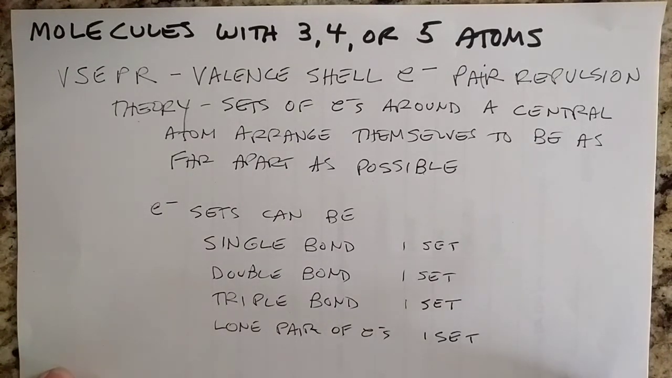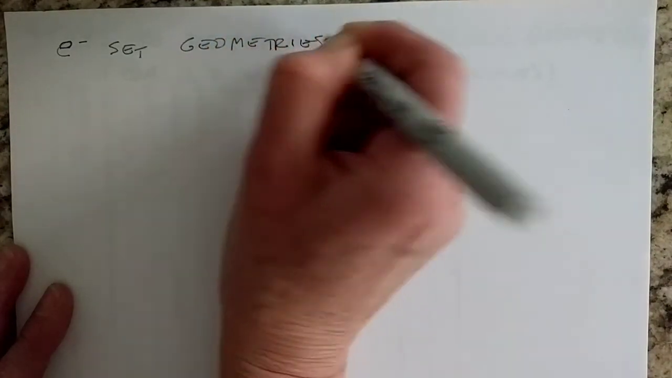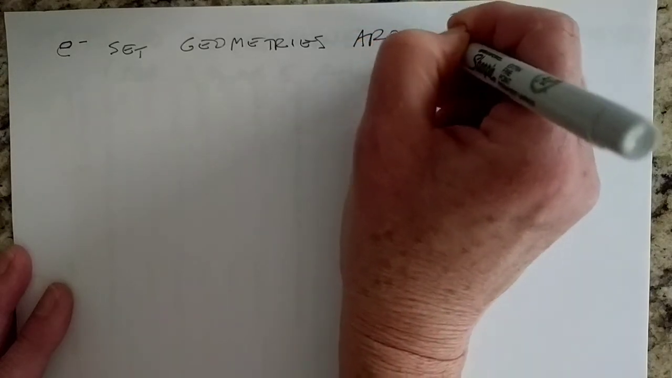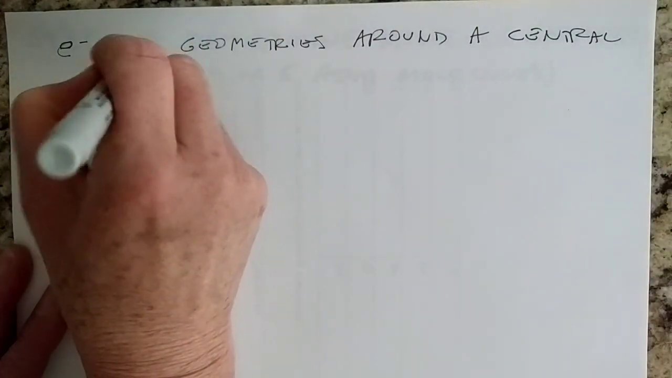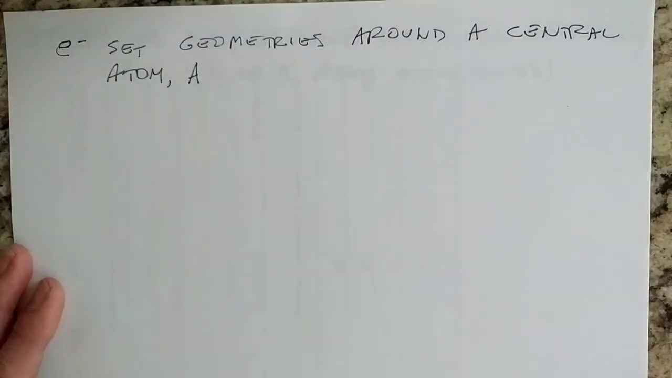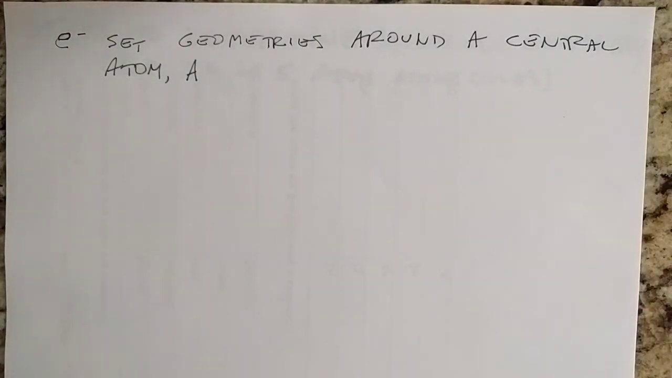All right, so we're going to look at how these sets of electrons orient themselves when we have molecules. So we're going to look at the electron set geometries around the central atom, and we'll just designate that central atom with an A. So it could be different atoms, but we're just going to use A. And we're only going to be doing 3 different electron sets.